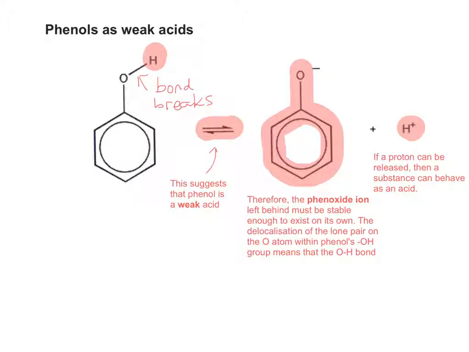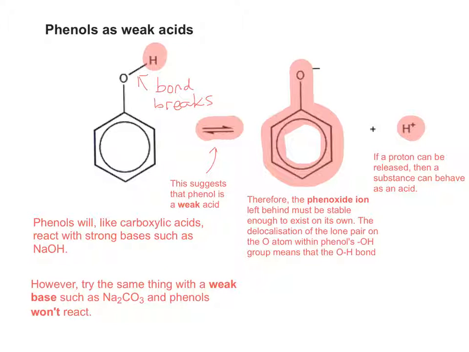There's a way you can illustrate this. So you can easily get phenols to react with strong bases such as NaOH. Other weak acids like carboxylic acids such as propanoic acid, ethanoic acid, etc., will also react with strong bases such as NaOH. So if you were to do the same comparative reaction with a weak base such as sodium carbonate or sodium hydrogen carbonate, the phenol won't react, but the carboxylic acid will.